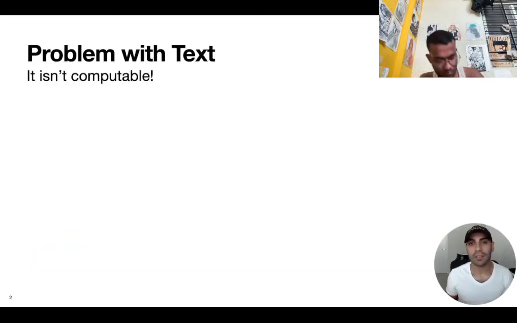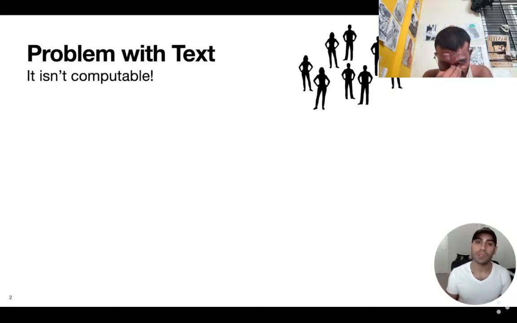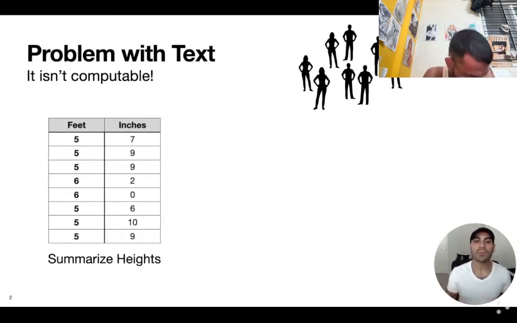There's a fundamental challenge in trying to analyze text. Put one way, text isn't computable, meaning we can't do math with text in the same way that we do with numbers. For example, say you go to a networking event and you're talking with other professionals in the data space. If you wanted to summarize the typical height of every person at the networking event, this is something that would be pretty straightforward. All you would need to do is measure the heights of everyone at the networking event, and then you can summarize these heights using something like an average. And this is something that you can easily compute using a calculator, Excel, or your favorite programming language.